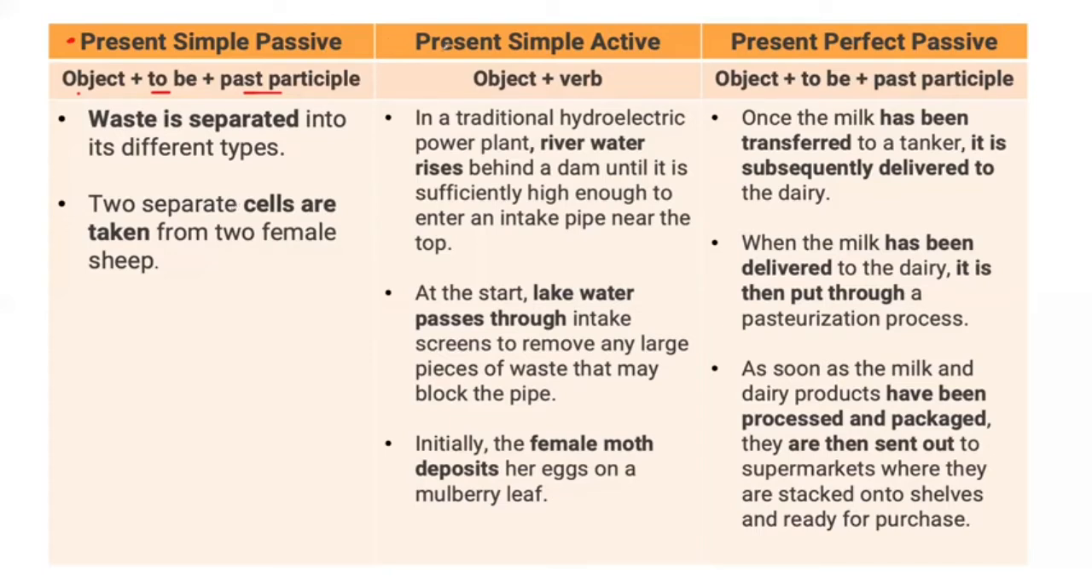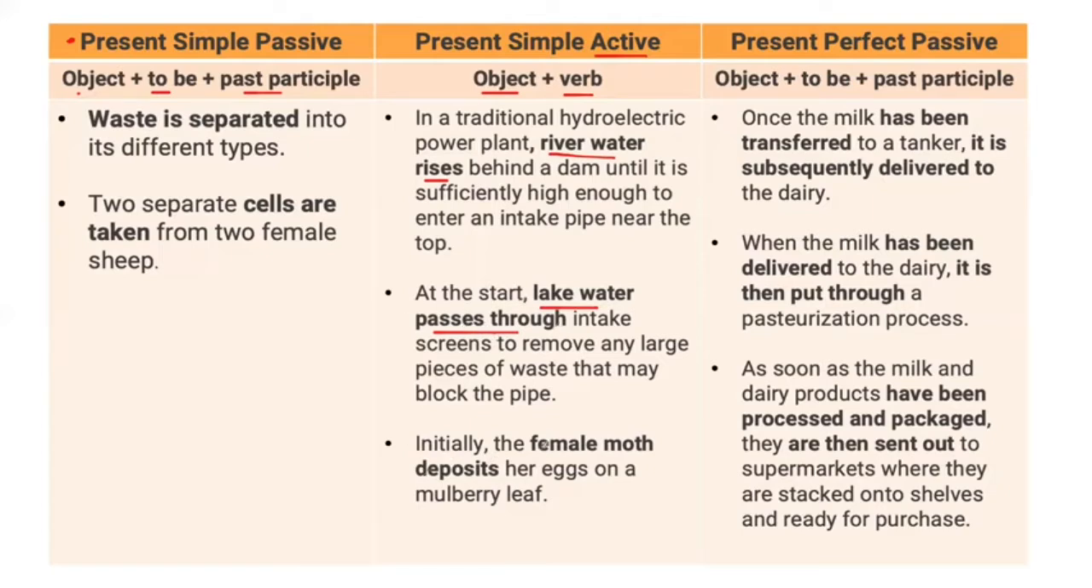This is different than the present simple active. In this case, you have the object plus the verb. So here we see, in a traditional hydroelectric power plant, river water rises behind a dam until it is sufficiently high enough to enter an intake pipe near the top. In this case, we know that river water is active. It is rising. The second example, at the start, lake water passes through intake screens to remove any large pieces of waste that may block the pipe. In this case, we see lake water is active because it passes through.